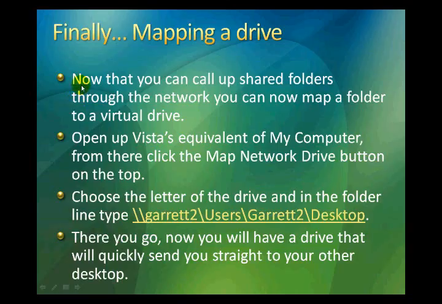Okay, now that you know how to share folders through the network, you can now streamline the entire process by mapping network drives. This will give you an actual drive letter inside, like My Computer, that you can access and send things through the network quickly. So to do that, you open up Vista's equivalent of My Computer, and from there click the Map Network Drive button. You choose the drive letter, and in the folder line type the network path, Garrett 2, users, Garrett 2, desktop. So let's actually do that right now.